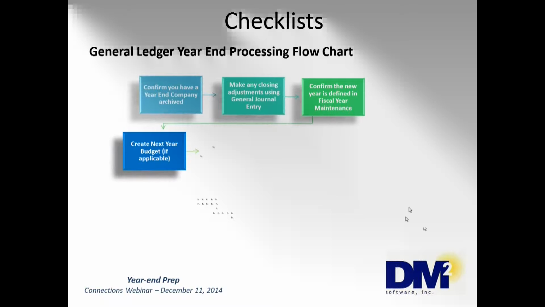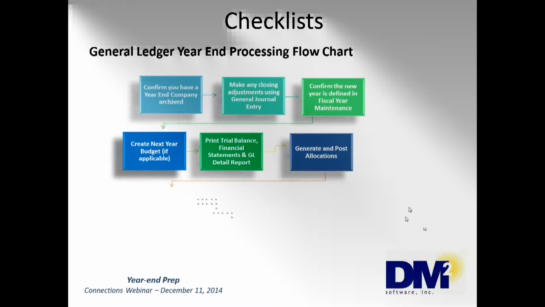If you're using budgets, create your next year budget. Print your trial balances, financial statements, and general ledger detail reports. Generate your allocations and perform year-end processing.